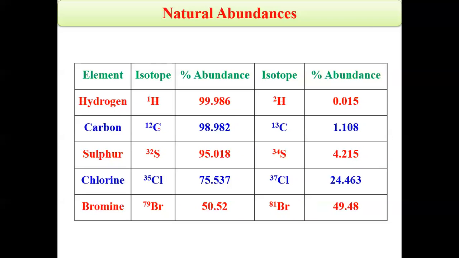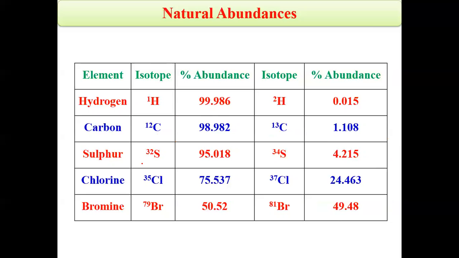Carbon exists in C12 as well as C13 forms. C12 has 98.98% natural abundance. That is, this is the most abundant isotope of carbon, and the less abundant isotope, carbon 13, has only 1.1% natural abundance.